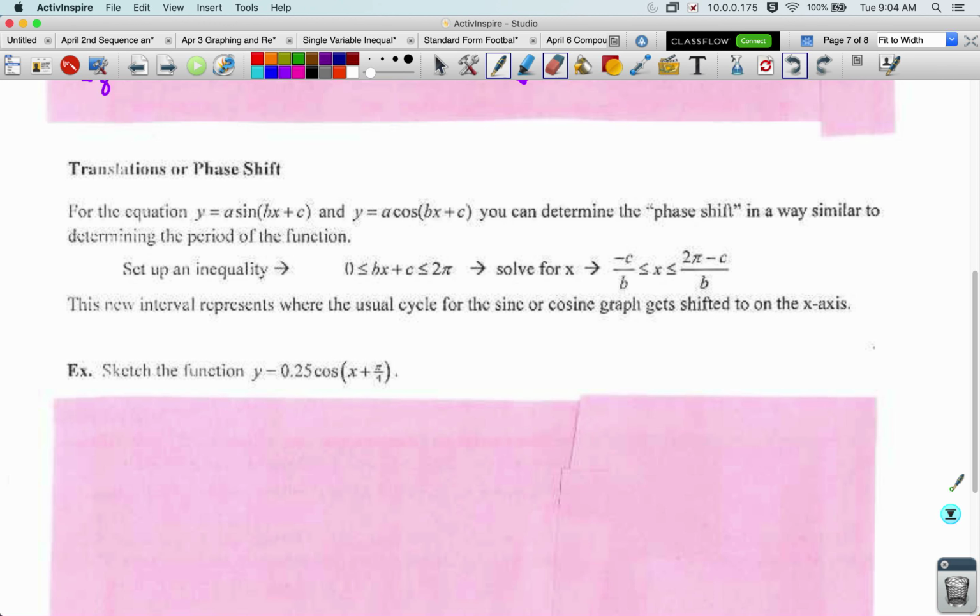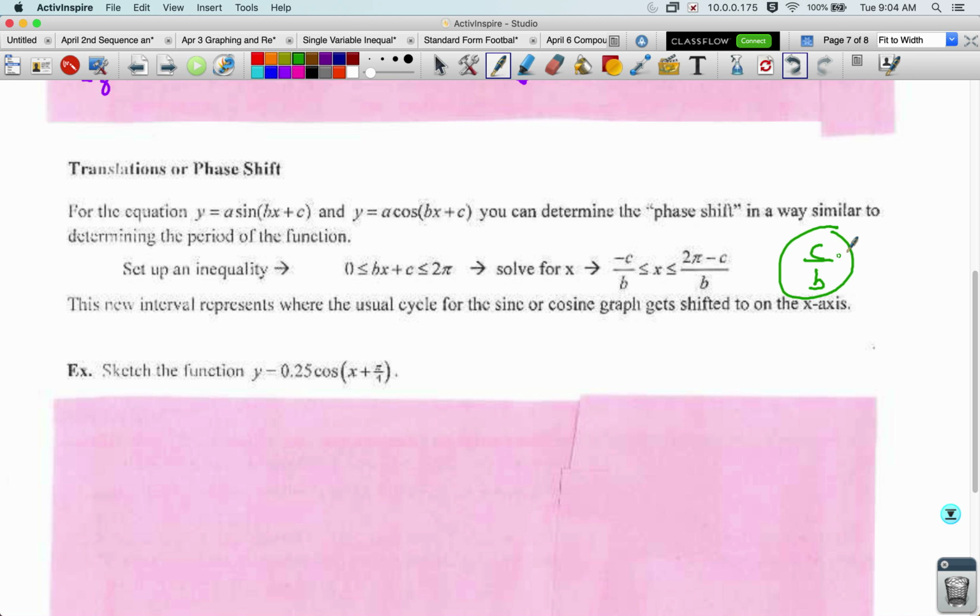All right, translations or phase shifts. So for the equation a sine b of x plus c, or with a cosine, you can determine the phase shift in a similar way. And they're given, okay, 2 pi over b minus c. That sets up the interval, but I always just say, well, I don't call it c, I call it h. And I always do h over b. Gives me phase shift. But here they've got c, so we'll do c over b.